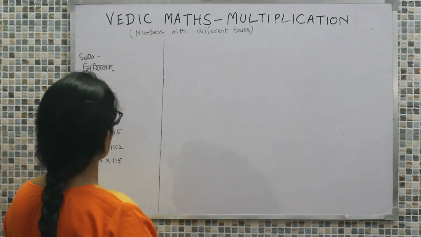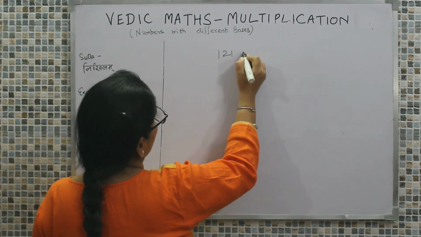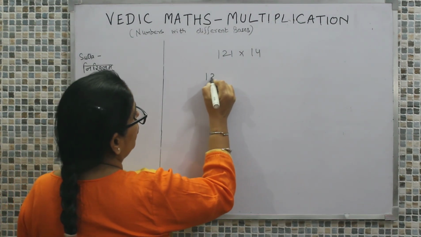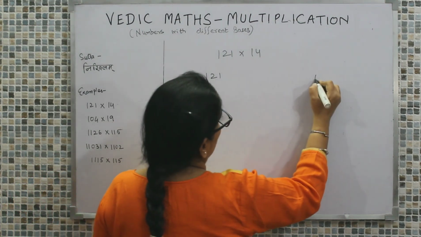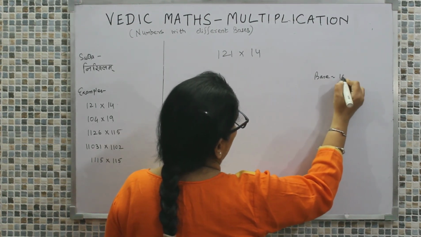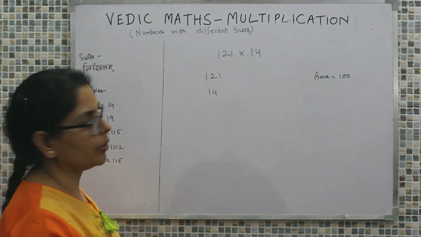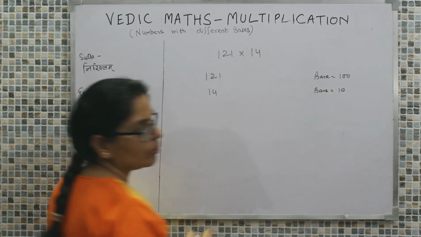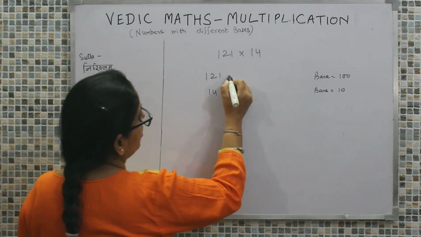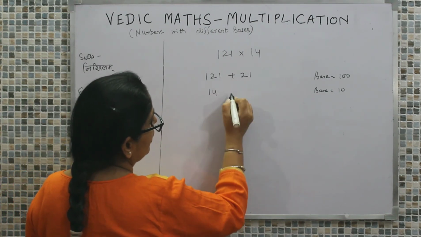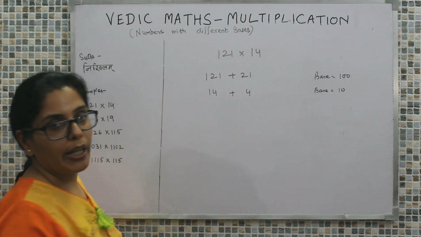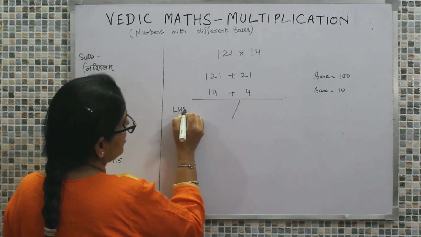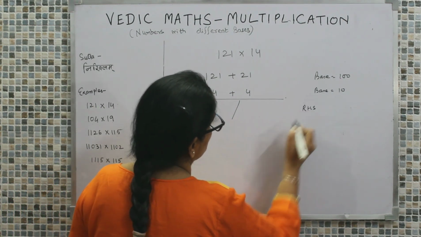Now let's start with the first example, that is 121 into 14. We have 121 and 14. The base value over here is 100 because this number is nearest to 100, and this value is nearest to 10. Now comparing the values, this is 21 excess and this is 4 excess. Now we have the LHS part and the RHS part.